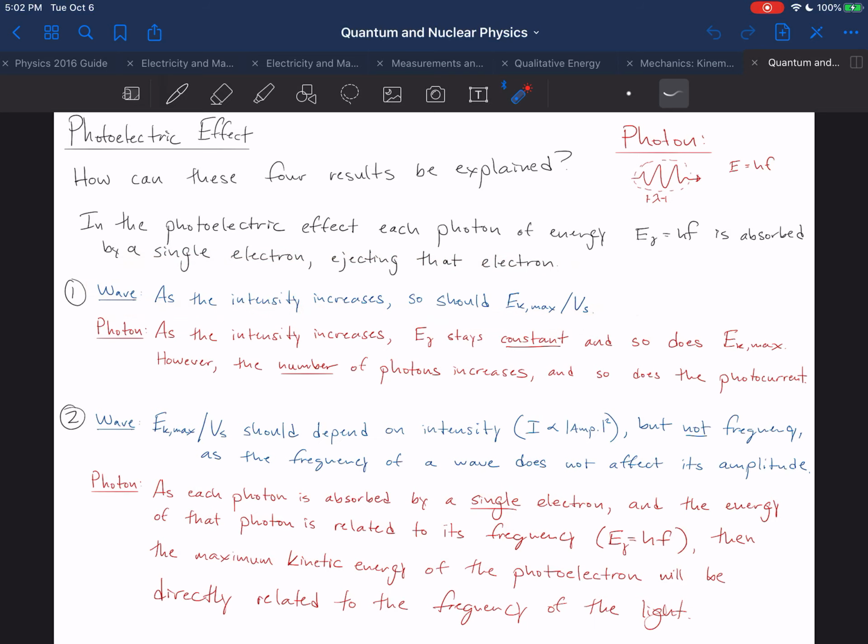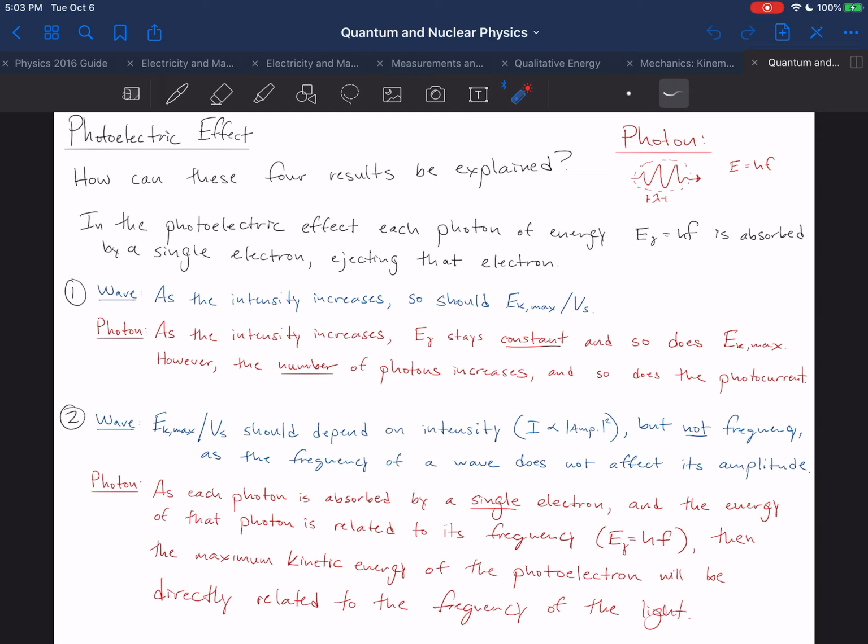So on the wave model, we would expect that as the intensity increases, so should the maximum kinetic energy and the stopping voltage, right? That's because as you crank up the intensity of a wave, you're cranking up the energy delivered by that wave, and so the energy absorbed by the electrons in the metal should grow. But what happens is as the intensity increases, the energy of each particular photon stays constant because it's related to the frequency. And so does, therefore, the maximum kinetic energy of the ejected photoelectrons.